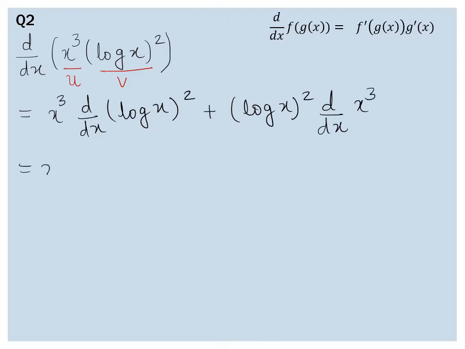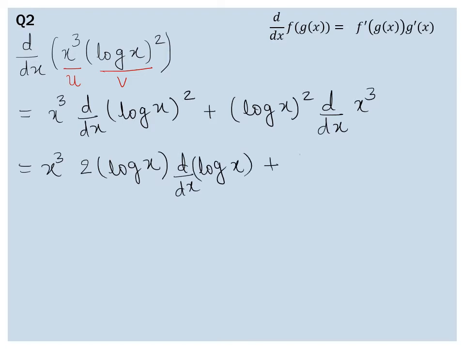So this x cube as it is, and now this log x whole square can be treated as a function, some function t square. So derivative will be 2t. So 2 into log x. Okay, derivative of log x whole square will be 2 into log x, but log x is itself a function. So into derivative of log x. So here in this step we have applied chain rule.